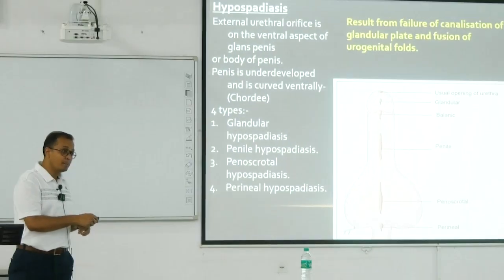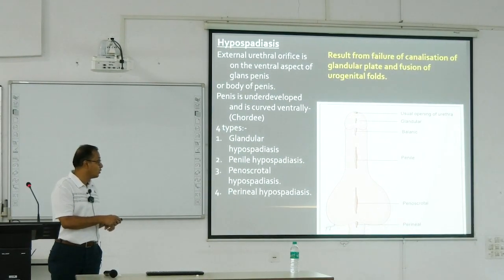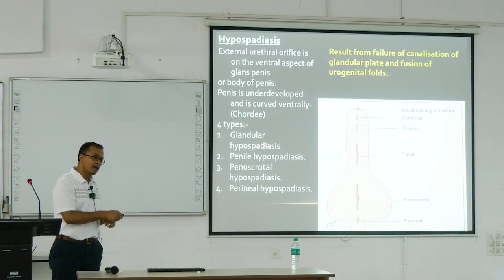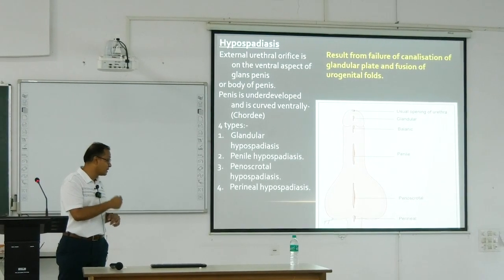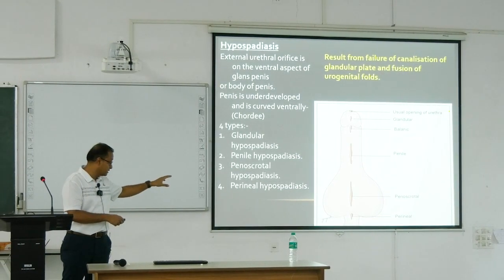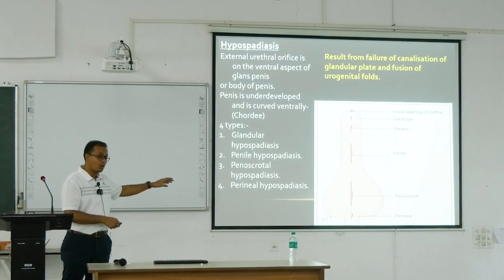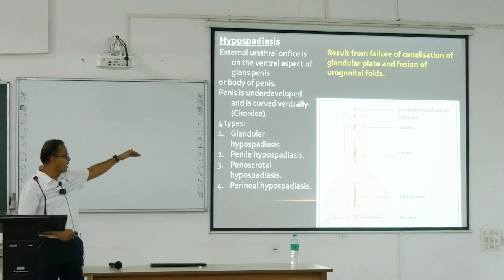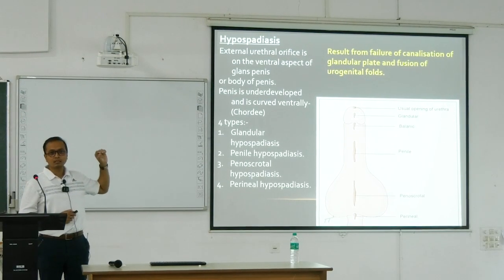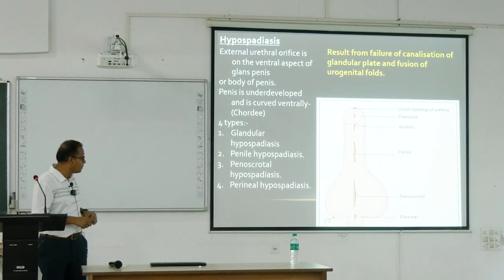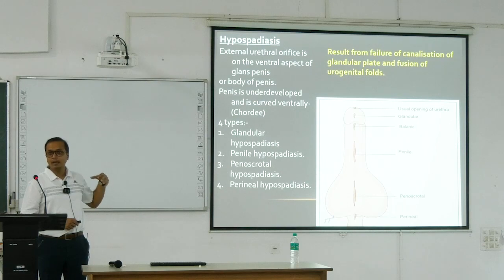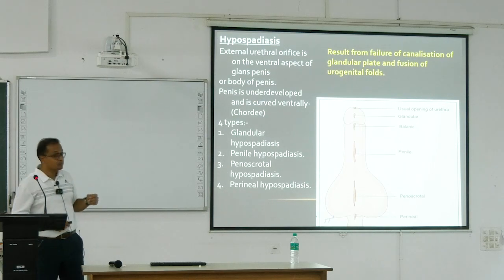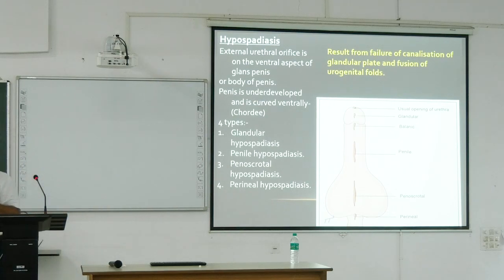If it is present at the base of the glans penis, we call it balanic. If it is lying within the shaft of the penis, we call it penile. If it is lying below the penile region, we call it scrotal, or it may be present in the perineal region. So depending on where the external urethral opening is, we have a problem with the expression of urine.